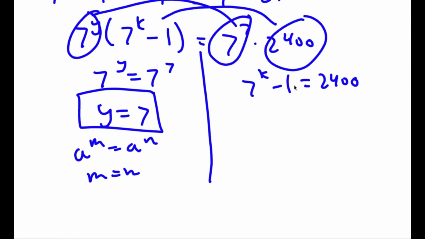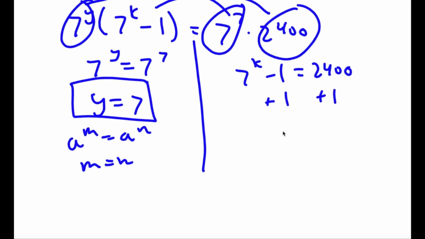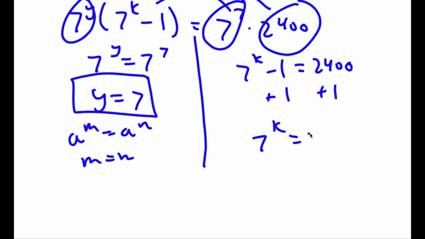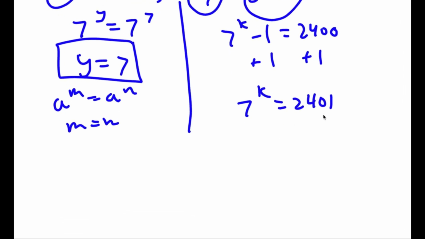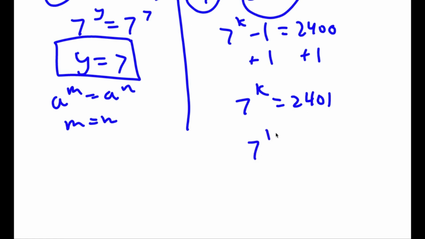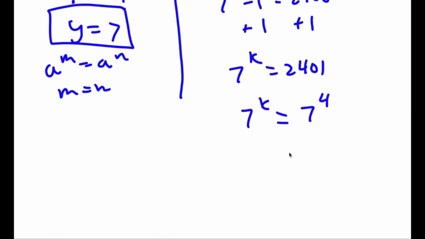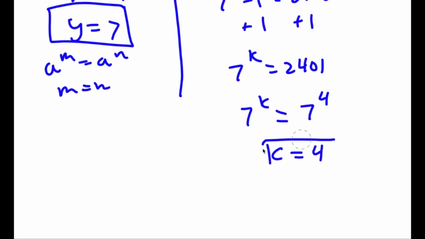And now I have 7 to the power of k minus 1 equals 2400. I can first start by adding 1 on both sides. So now I have 7 to the power of k is equal to 2401. And this means that because 2401 is the same thing as 7 to the power of 4, k is equal to 4.